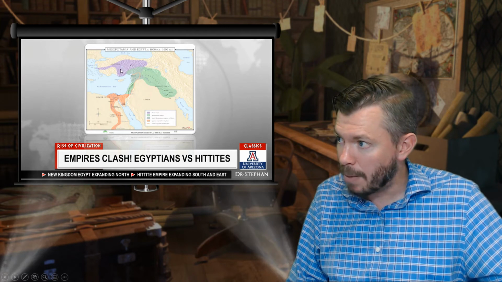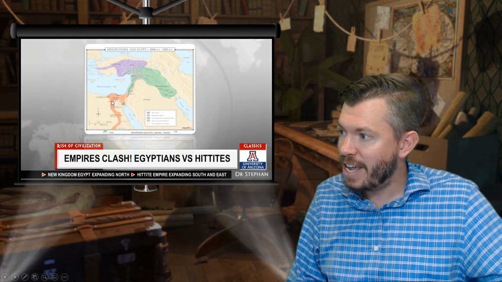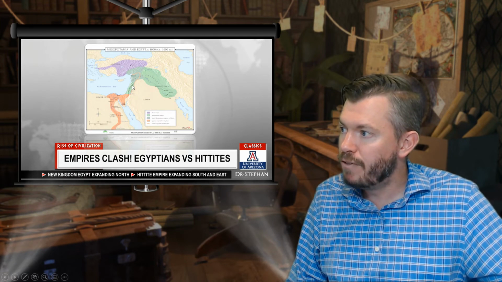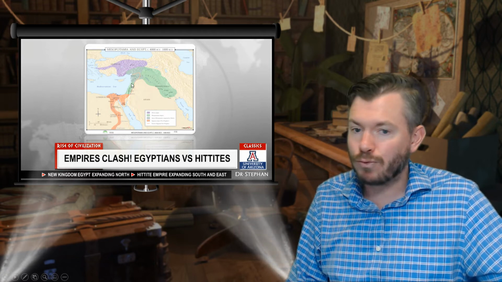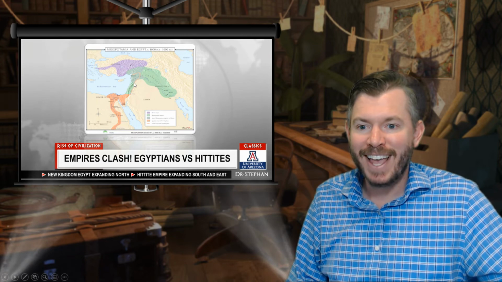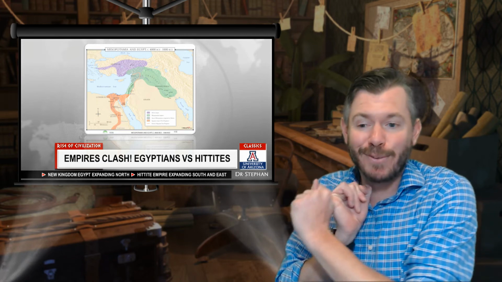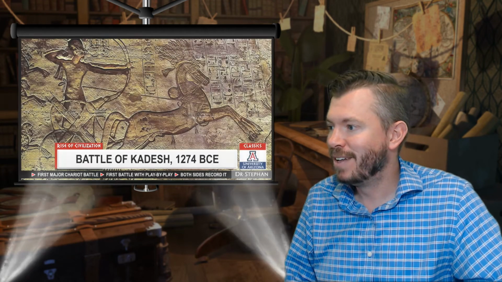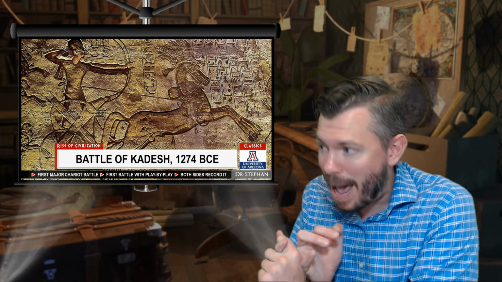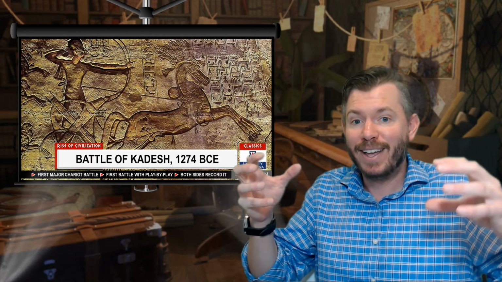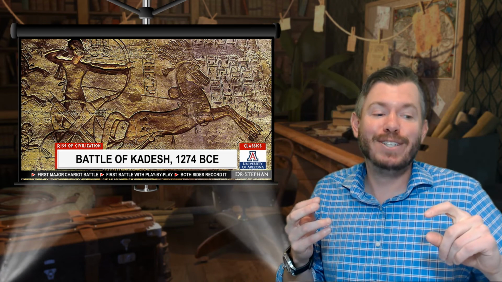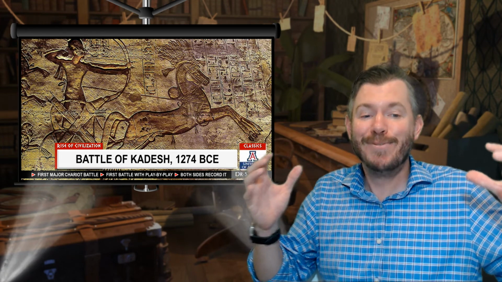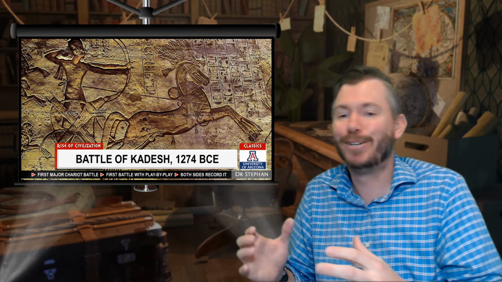So the Hittites are up here in purple. The Egyptians are down here. Over time, the Egyptians move north and east. The Hittites move south and east. And they clash right around here. And what's super cool about this is, A, it's the world's first chariot battle. B, it's the world's first battle where we have a play-by-play of what happened. And C, you're going to read the results of both sides. We have the Hittite account and we have the Egyptian account.